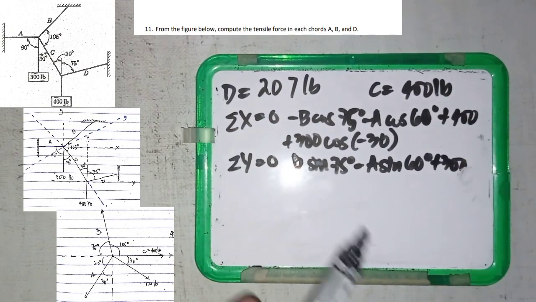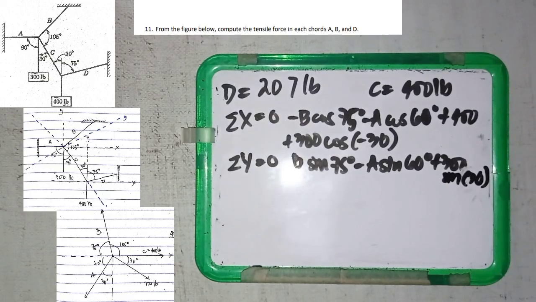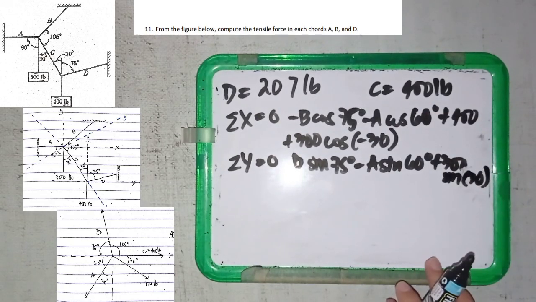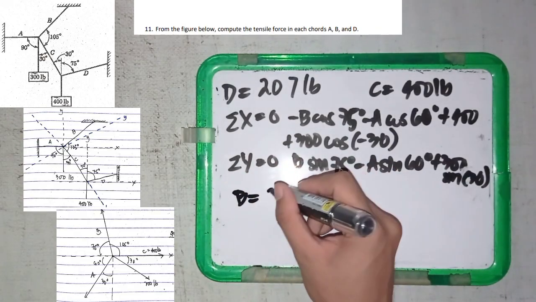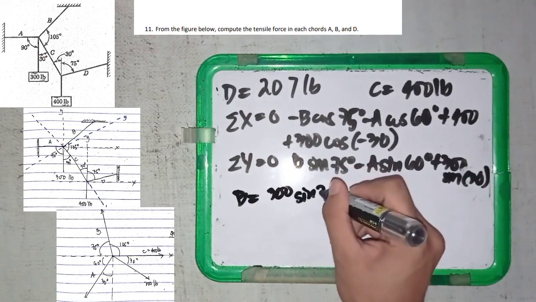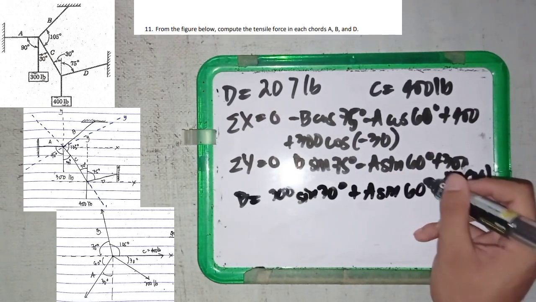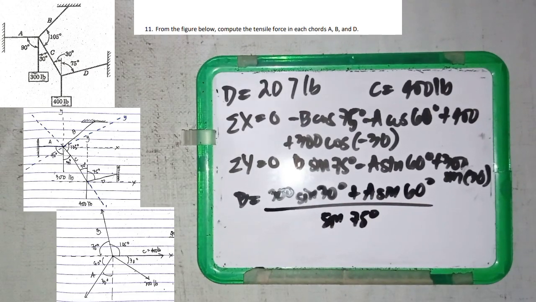Let's move it here. Sine 30 degrees. So first, we need to isolate b, either from this equation or this equation. I've chosen the equation at the bottom. So b is equal to 300 sine 30 degrees plus a sine 60 degrees, all over sine 75 degrees. So now we have the b equation.